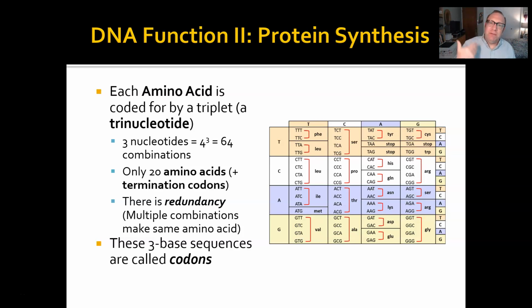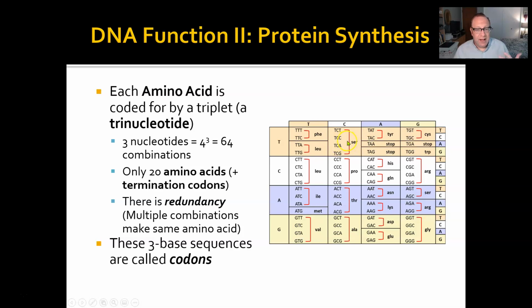That means there's a lot of redundancy in this code. In other words, multiple different codons can code for the same amino acid. And you can see that over here in the chart, where if we start at the left and say we have a T, and then the second letter is, say, a C, and then the third letter, we go over here to the right, and we have an A.